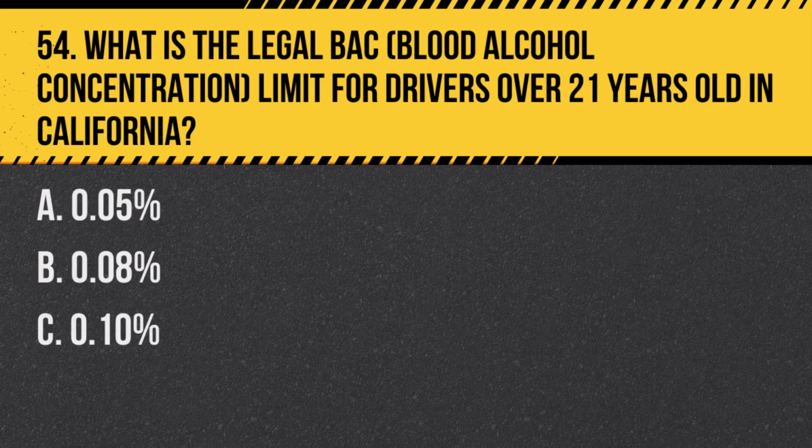Question 54. What is the legal BAC, blood alcohol concentration, limit for drivers over 21 years old in California? A. 0.05%. B. 0.08%. C. 0.1%. Answer: B. 0.08%. In California, the legal BAC limit for drivers over 21 is 0.08%.